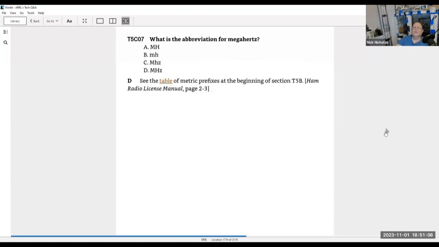What is the abbreviation for megahertz? The answer C there was what we used to write it as, but it has been changed, and now it is the answer D. Capital M for mega, capital H for Hertz because it's a proper last name of a physicist, and the z is the last part of Hertz. So it's small z, capital H, small z. That is the proper way to write it.